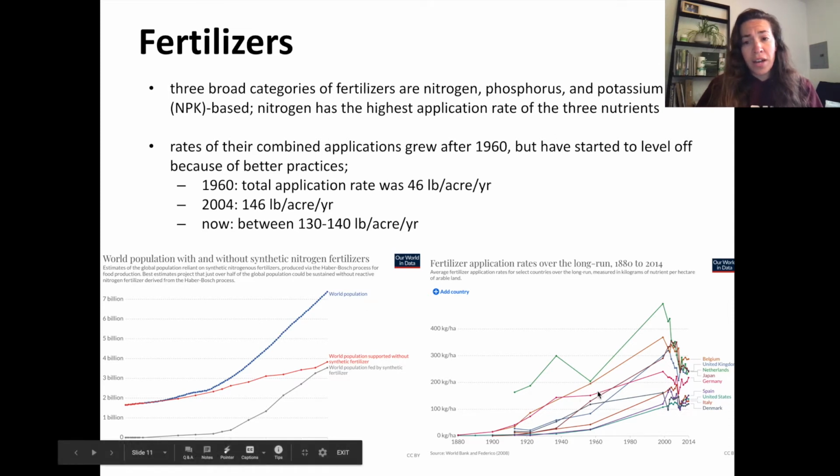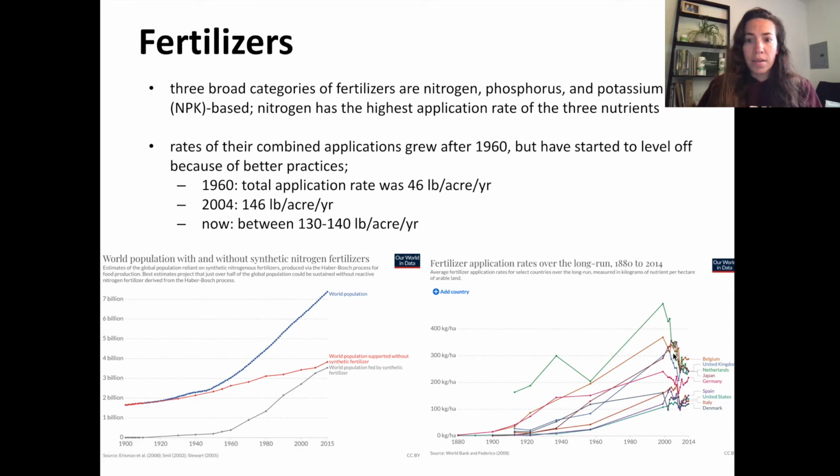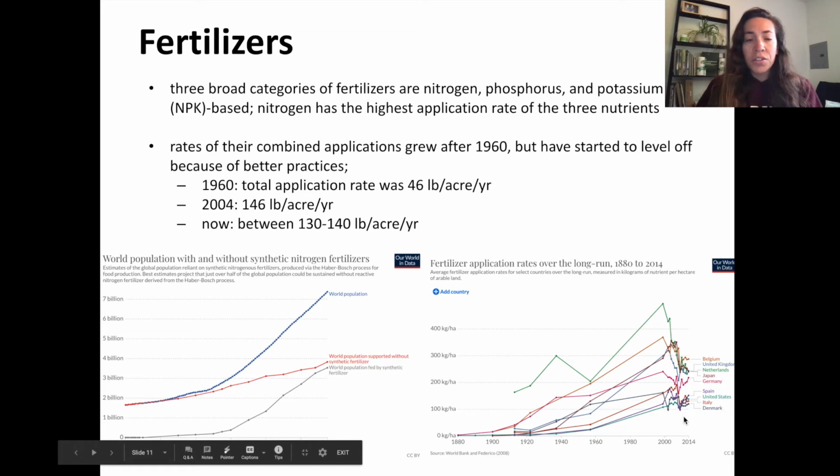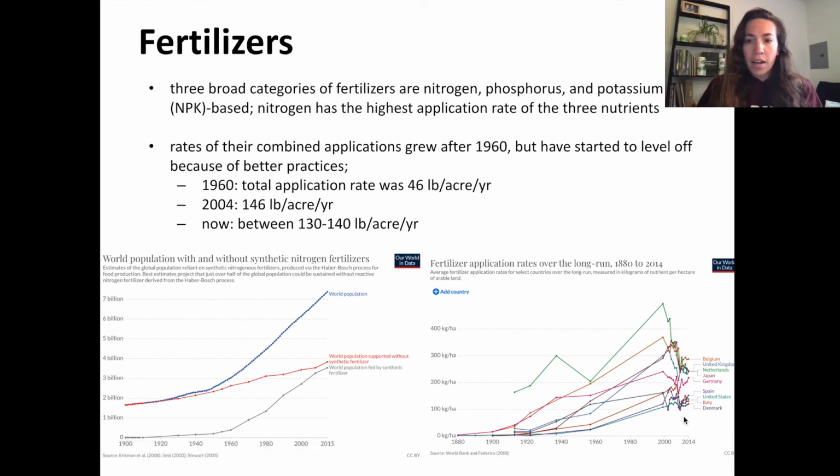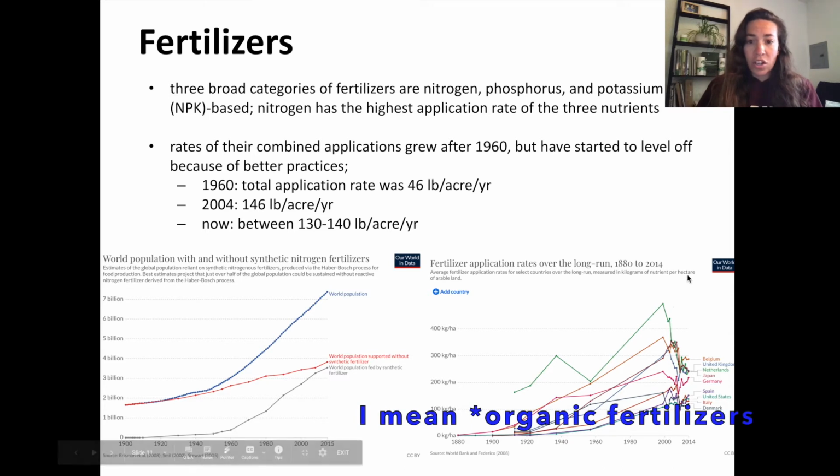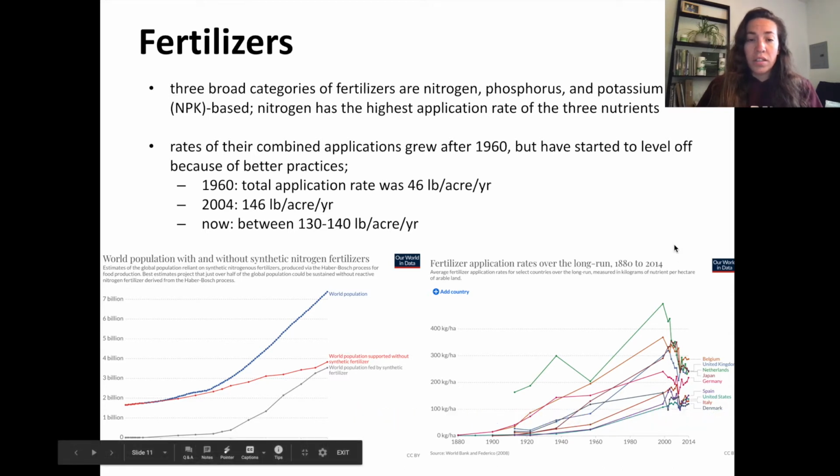Up until about the 2000s, when new legislation was passed, when new policies were passed, the application of all this amount of nitrogen is being reduced. So we are finding alternative ways to grow plants using more inorganic fertilizers, not necessarily just the synthetic fertilizers.